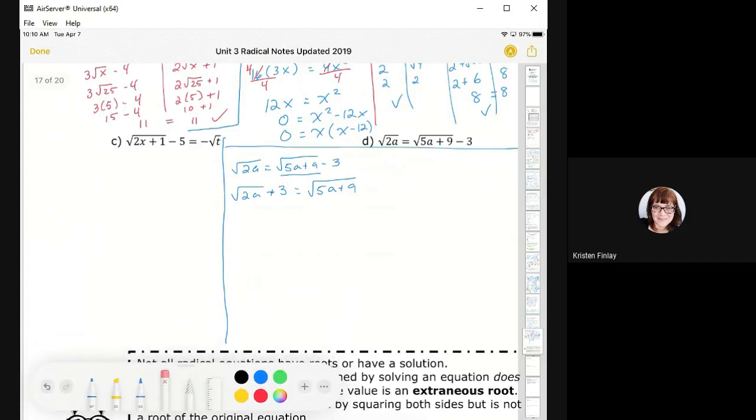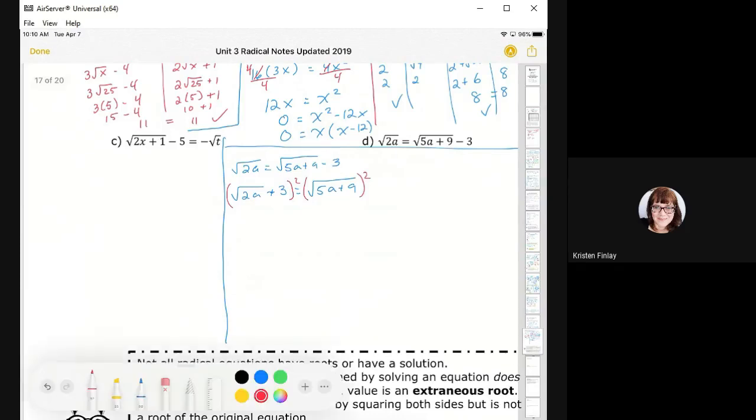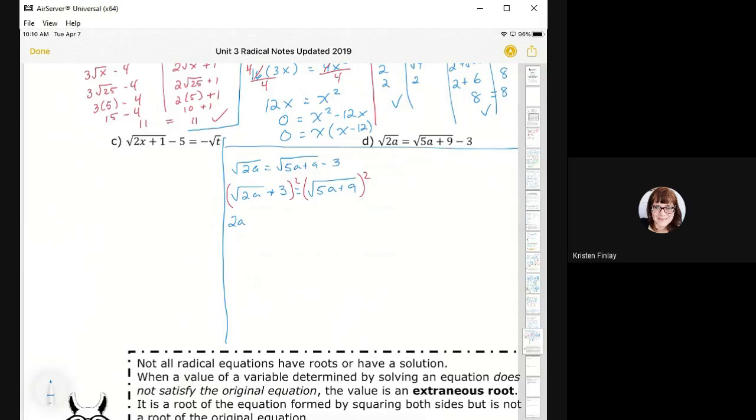So let's do our squaring. So on this one side, when we square, we have to FOIL. So when we FOIL, we're going to get root 2a times root 2a is 2a. And then we get plus 3 root 2a plus 3 root 2a. Those are the outer and inner. And then our last is 9. And then on this side, I'm going to get 5a plus 9. It's nice when everything on this side is under a radical and you square it, because basically all it does is take away the radical.